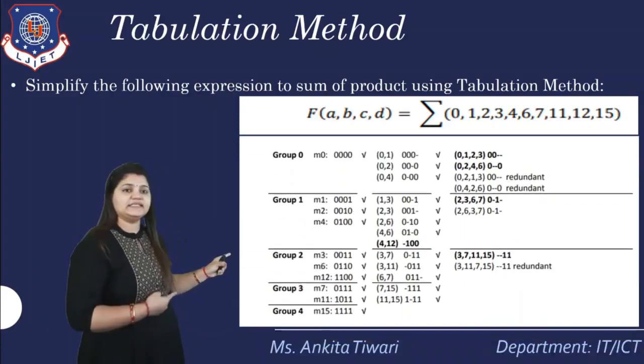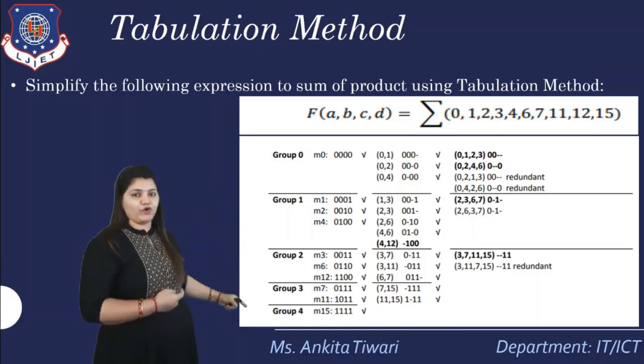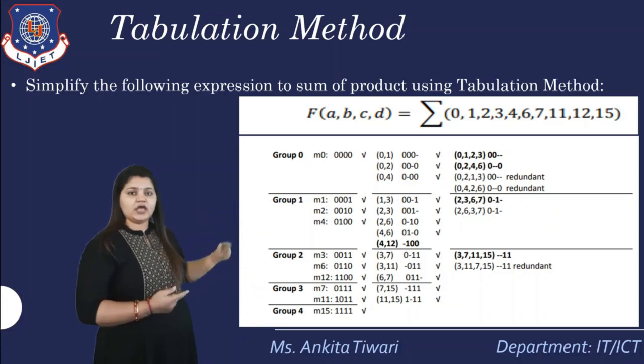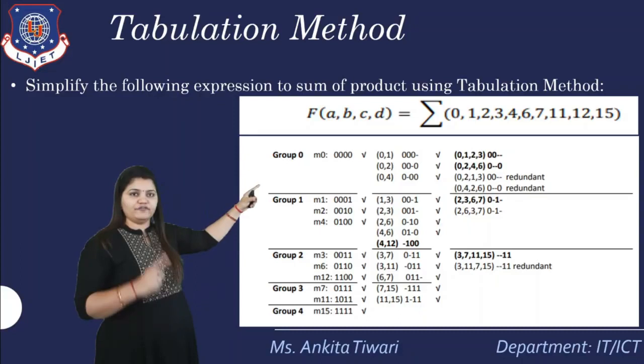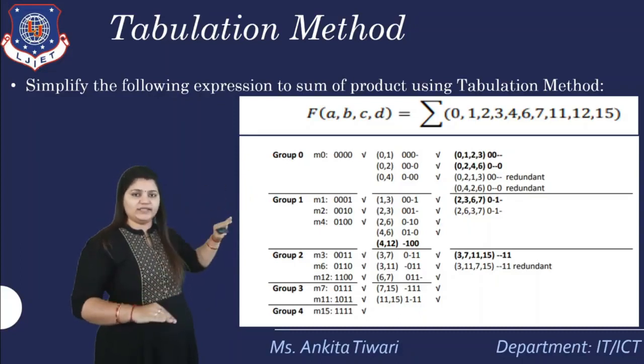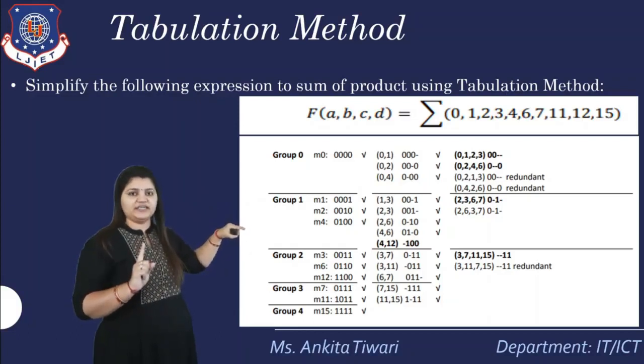You can see the table itself here. We have groups 0, 1, 2, 3, 4. Now 0 means no ones are available. So 0, 0, 0, 0 is the first term that we get, and we put it in group 0 because there are no ones in it. Now group 1 means only one 1 is present in the combination. So 1 means 0, 0, 0, 1. 2 means 0, 0, 1, 0.